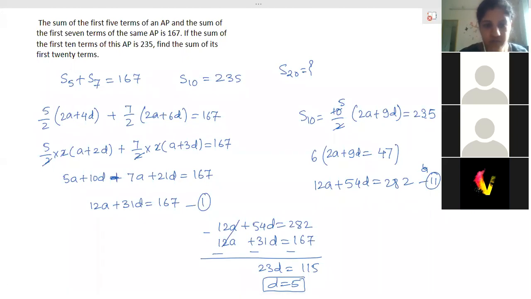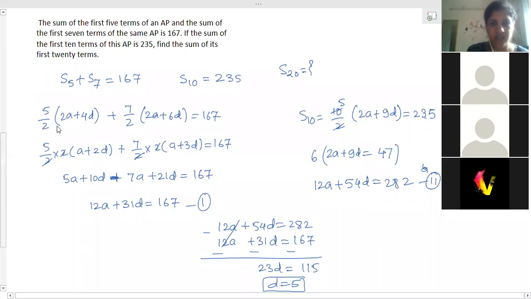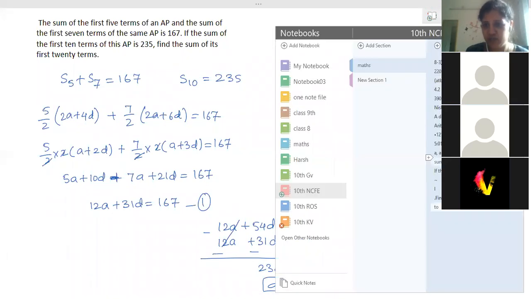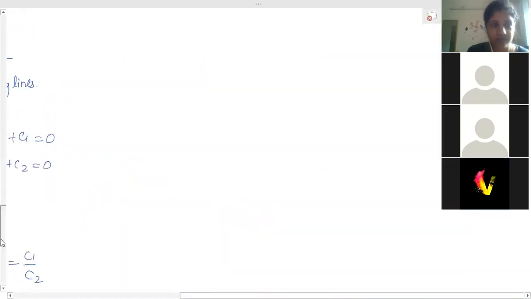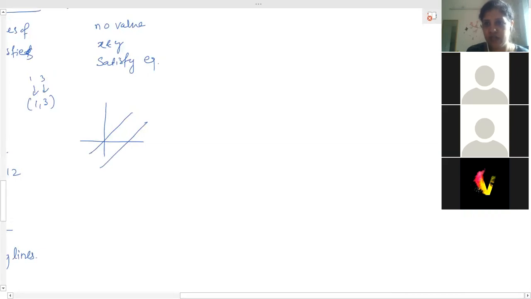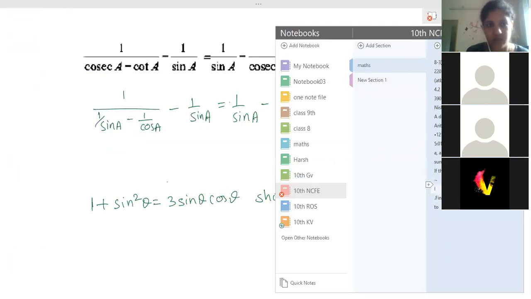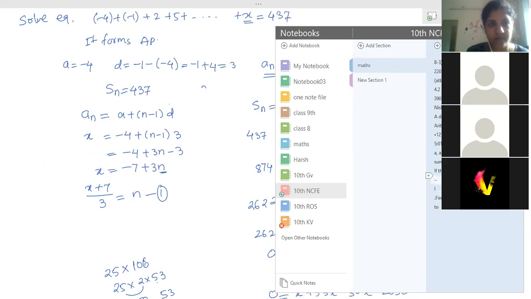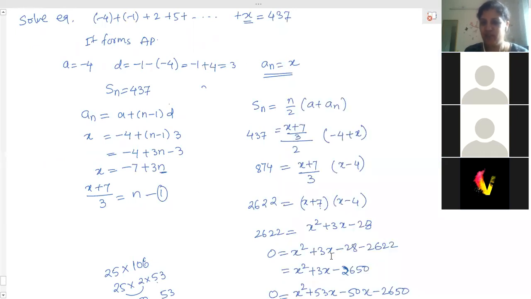Eighth one. The eighth one we have solved. Vishnu here. I got the quadratic equation, but I'm not able to factor. What's the quadratic equation you got? 3n square minus 11n minus 874. Here we have solved it. Here itself we have solved the question, in the last class only.